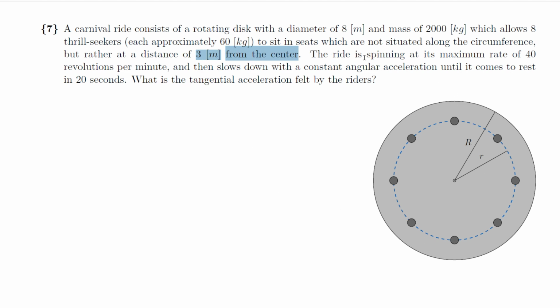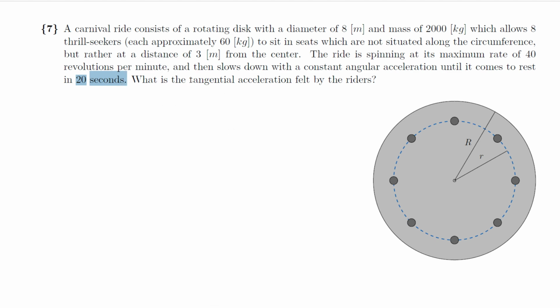The ride is spinning, right? So spinning automatically should tell you, hey, angular speed, angular velocity. That's the Greek letter omega that everybody says is a W, but it's Greek letter omega. It's spinning at a rate of 40 revolutions per minute. We'll deal with those units in a second. And it slows down with a constant angular acceleration until it comes to rest in 20 seconds.